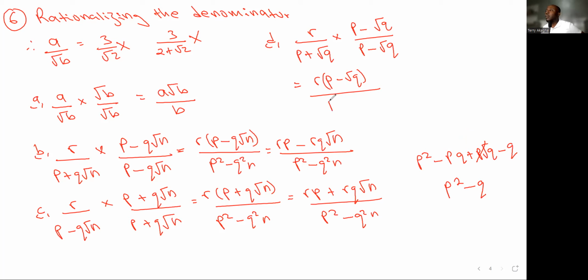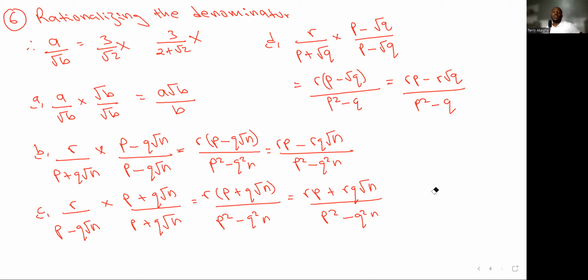P squared minus Q. And when you open the bracket, it's going to be RP minus R root Q divided by P squared minus Q. And that will be the answer for that. So that is the concept of rationalizing the denominator. Like I said, these are the rules. This is the 6th rule.